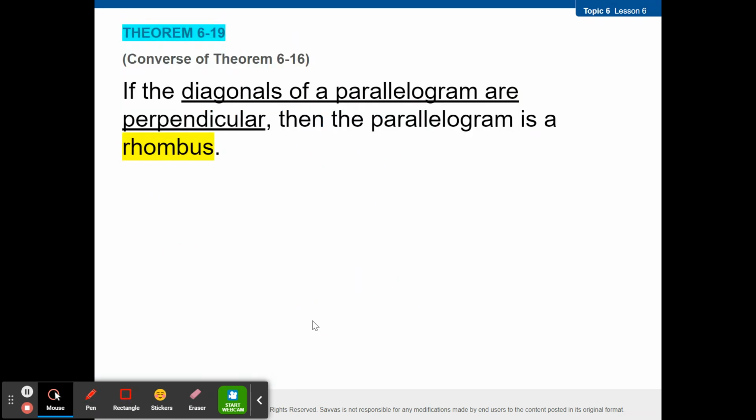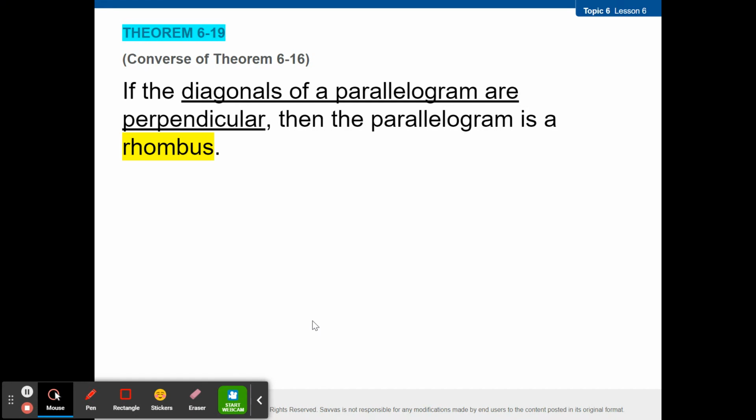These diagonals would be congruent if it's a rectangle. Now this is something that is not in your foldable. You're going to have to add this into your companion. If the diagonals of a parallelogram are perpendicular, then the parallelogram is a rhombus. That's something you want to write down. If the diagonals of a parallelogram are perpendicular, then the parallelogram is a rhombus.